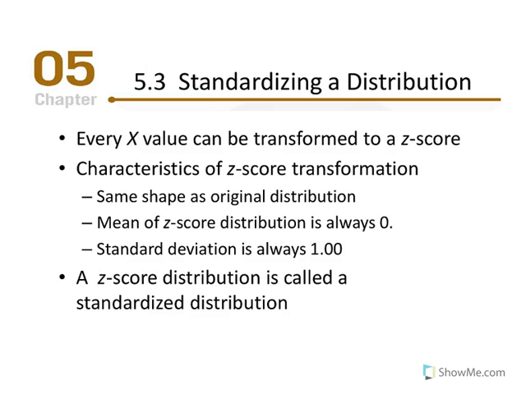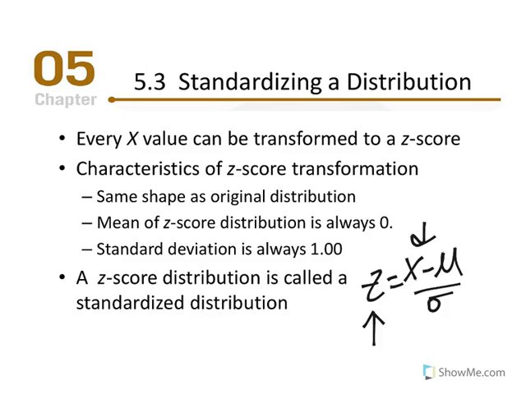Characteristics of Z-score transformation include the same shape of the original distribution. When we convert an X value using our equation, z is equal to x minus mu divided by standard deviation, the shape of the original distribution does not change. Essentially, all we're doing is taking this x value and converting it into a z value, and you can think of it as relabeling. We're just giving that original x value a new name. So its location is not changed in relation to the mean, and therefore the shape of the distribution is not going to change. The shape is determined by the x values on the abscissa and the frequency on the ordinate.